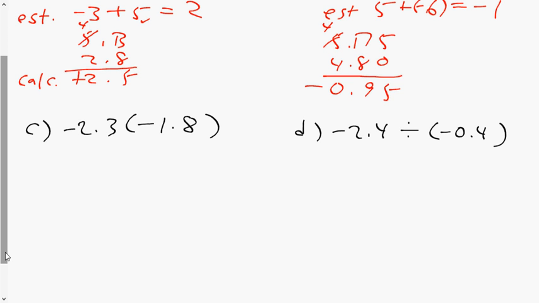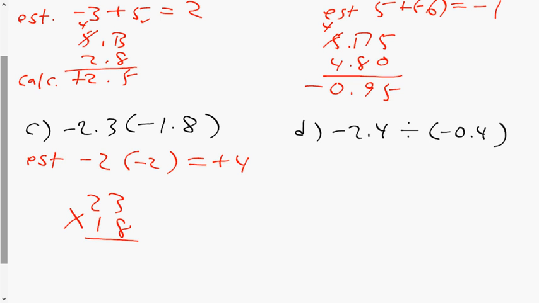Our next question is the multiplication. So our estimation will be negative 2 times negative 2, which is going to be a positive 4 estimation. Now that we have our estimation, we can drop the negatives, we can drop the decimals. We don't need either one of them anymore. Multiply those out. 8 times 3 is 24, carry your 2. 8 times 2 is 16, plus 2 is 18.